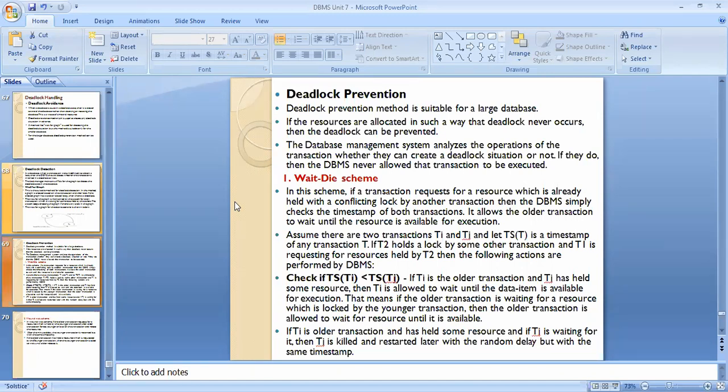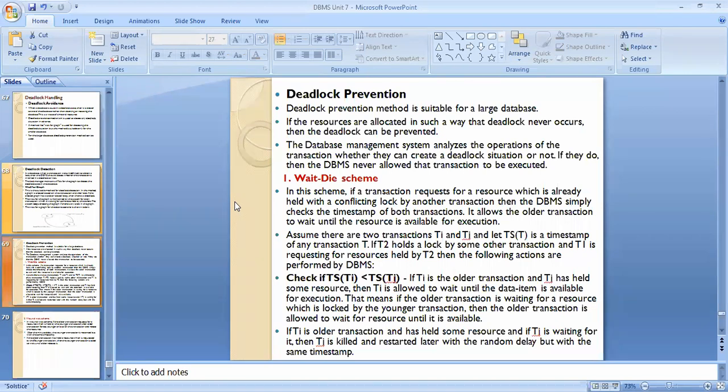Conflicting lock, when we can call it conflict serializable. If there are two different transactions working on the same data, and both want to access that data, then we simply check the timestamp of both transactions. We allow the older transaction to wait until the resource is available for execution, according to their timestamps.